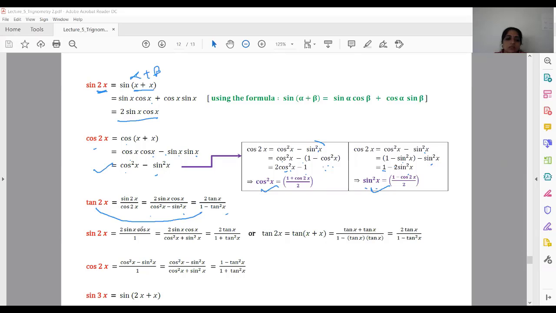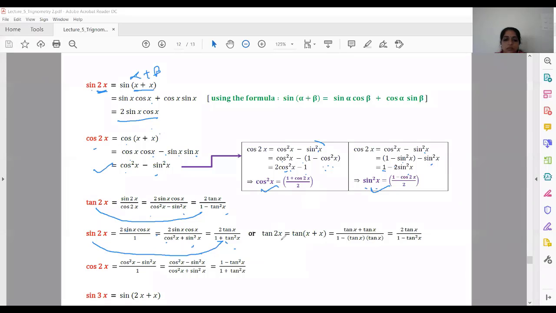Sin 2x, we represent as 2 sin x cos x upon 1, and 1 is cos square x plus sin square x. If I divide the whole equation by cos square x, then I get 2 tan x upon 1 plus tan square x. So this is the formula that defines the relationship between sin and tan. This is the relation between sine and cos.